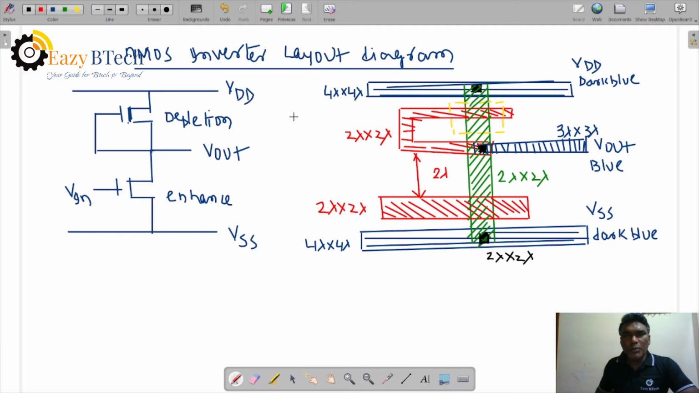And metal 2 to metal 2. How much is the metal 2 to metal 2 separation? It is a minimum of 4 lambda separation, right? 4 lambda into 4 lambda. So the minimum separation is 4 lambda.